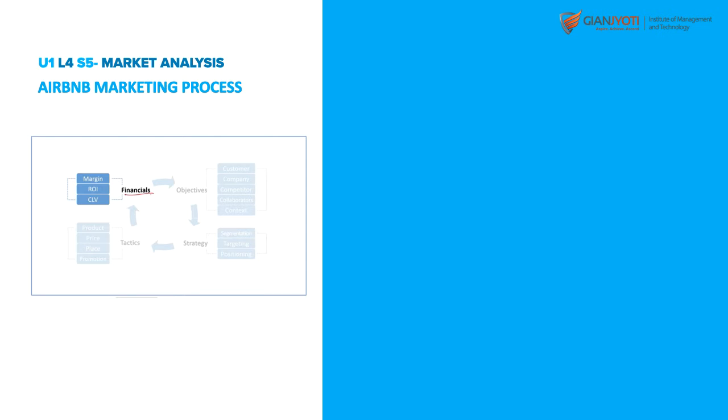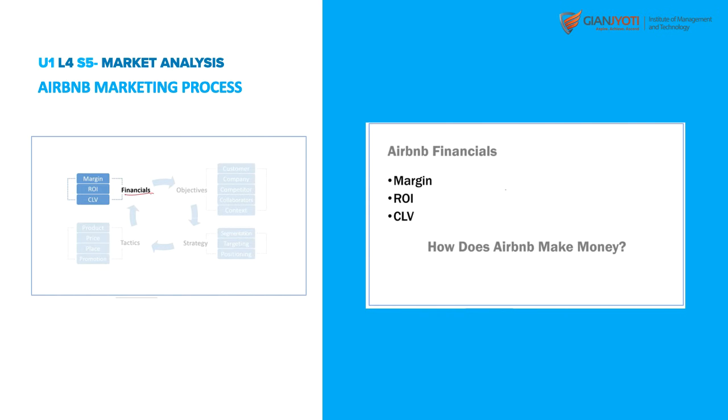And the last one is your financials. So you look at margin, ROI, return on investment, and then the customer lifetime value. Now here the question is, how does Airbnb make money? They have people who would like to give their accommodation to guests, and there are guests who would like to live in that accommodation. So they charge both the parties, the host and the guest who would like to stay. They charge from both sides, and that is how they make the money.